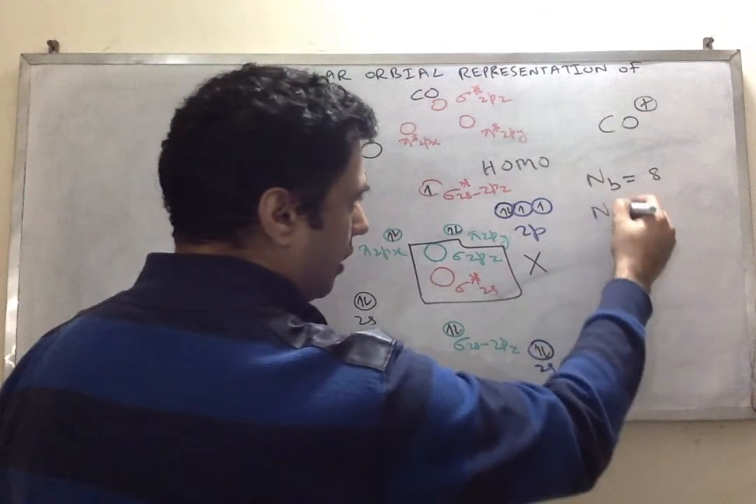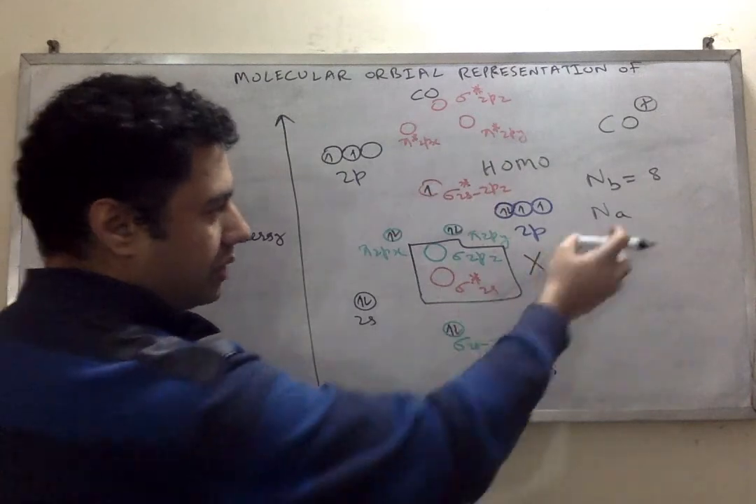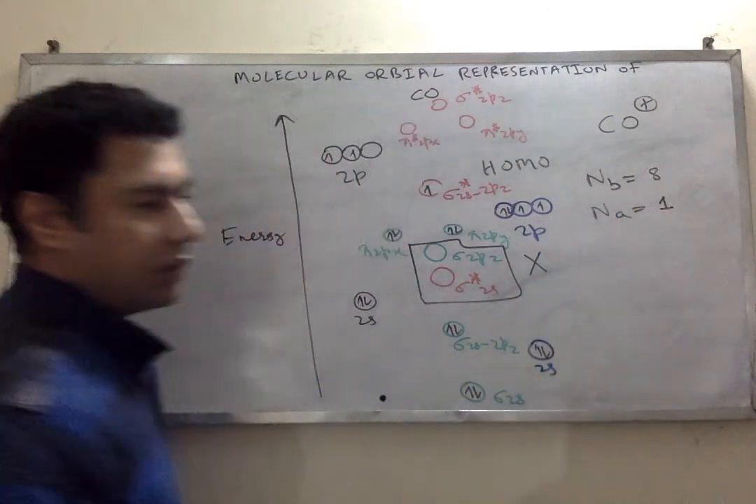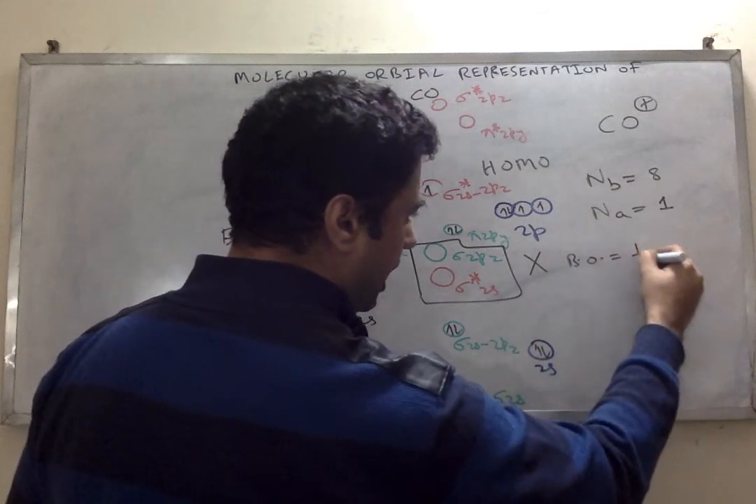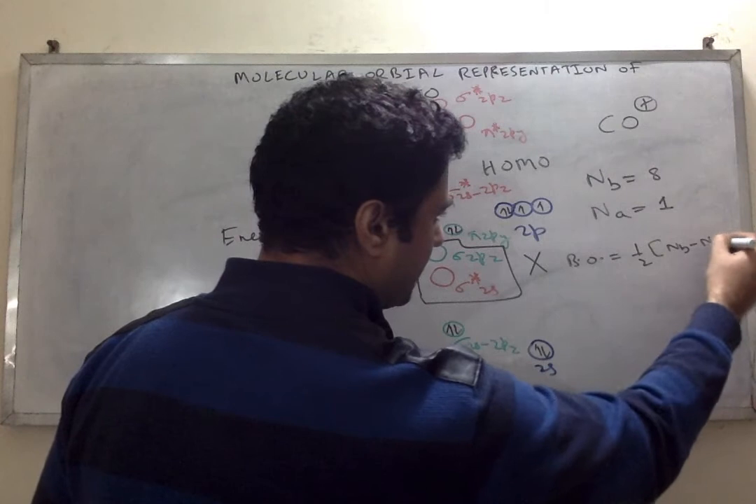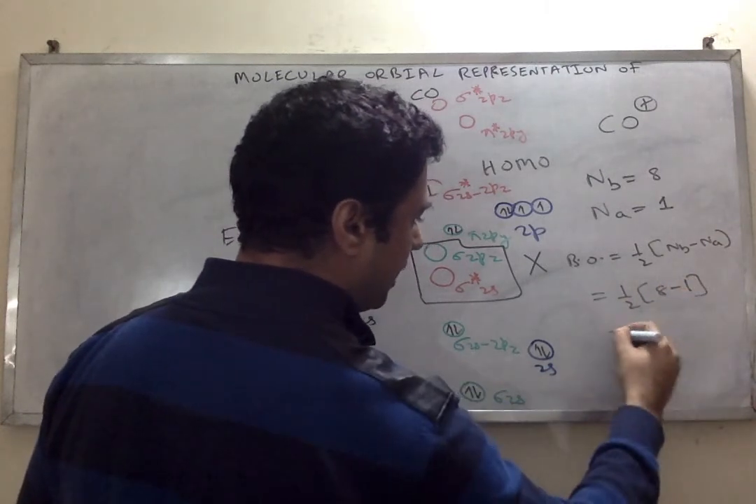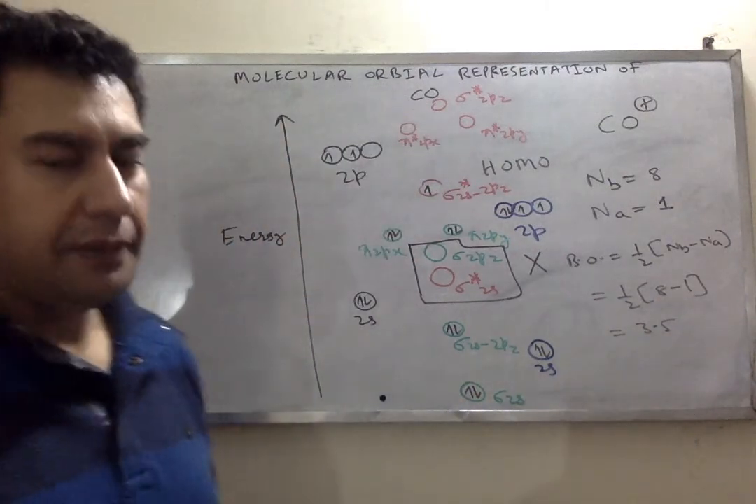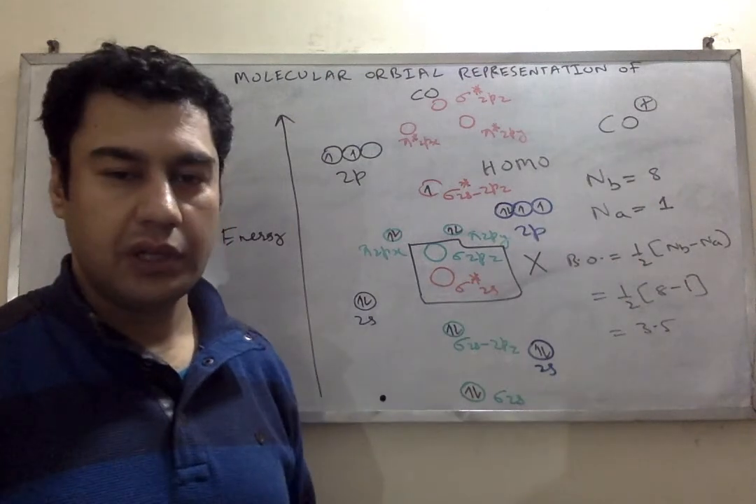However, because we have pulled out one electron, the number of anti-bonding electrons has reduced by 1 and is just equal to 1 now. Therefore, the bond order will be equal to half of Nb minus Na, that is half of 8 minus 1, which boils down to 3.5. So the bond order in carbon monoxide increases by half a unit once the electron is removed.